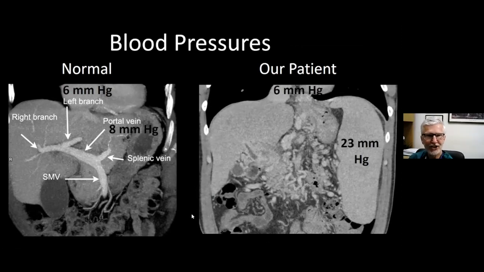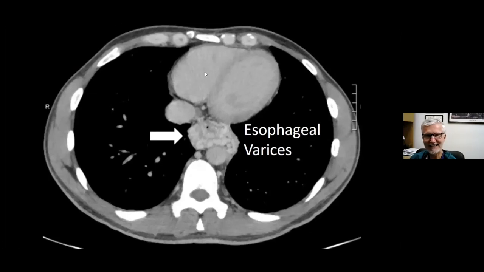When you measure pressures, in a normal patient on the left side of the screen, a normal pressure would be a portal venous pressure of 8 and a right atrial pressure of 6. Our patient had a splenic vein pressure of 23 and a right atrial pressure of 6 millimeters mercury with a 17 millimeter mercury pressure gradient.